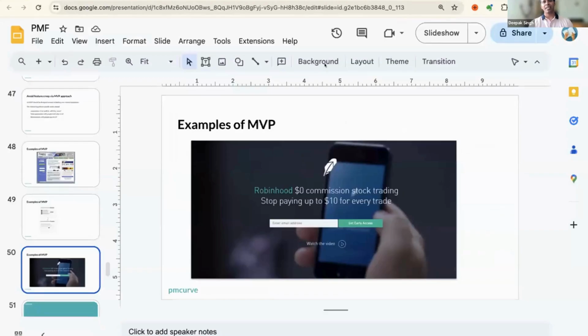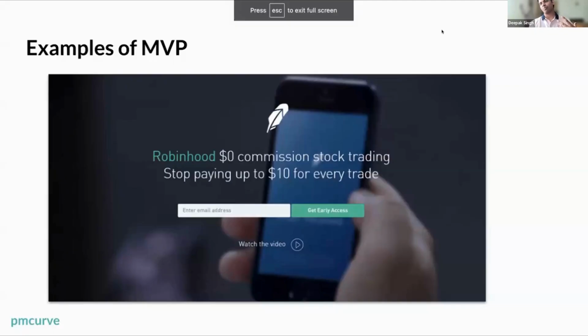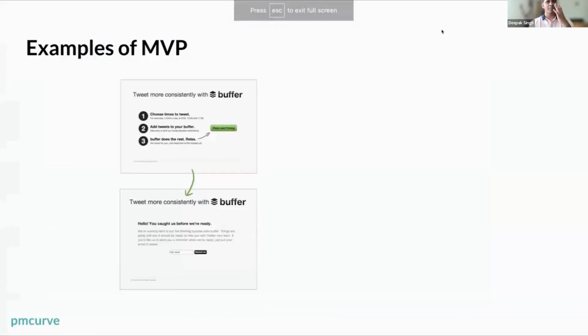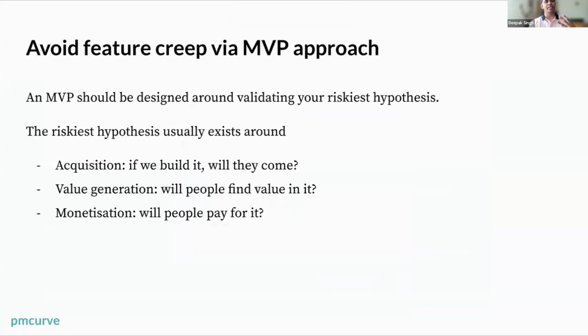But again, you see these examples again and again. If you're open to getting more ideas around it, and you do research, you'll see that people have actually gone after the riskiest hypothesis and validated them by doing a lot of different things. And most of those have validated the riskiest hypothesis around acquisition, value generation, or monetization.